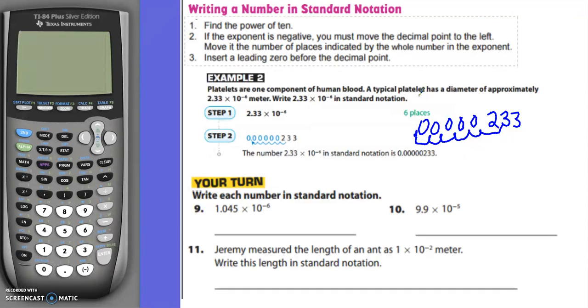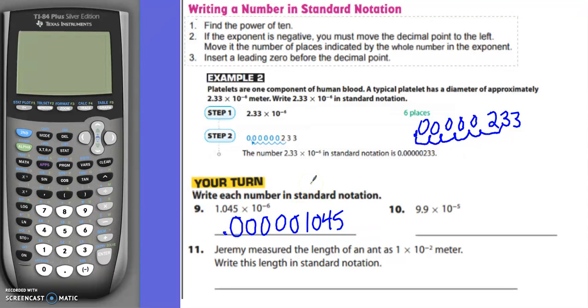All right, same thing here. We're going to have 1 0 4 5. And since we're here, we want to go 6 hops to the left. So if we go 1, add a 0, that's 2, add another 0, 3, add another 0, 4, add another 0, 5, add another 0, 6. All right, we have added 5 zeros there.